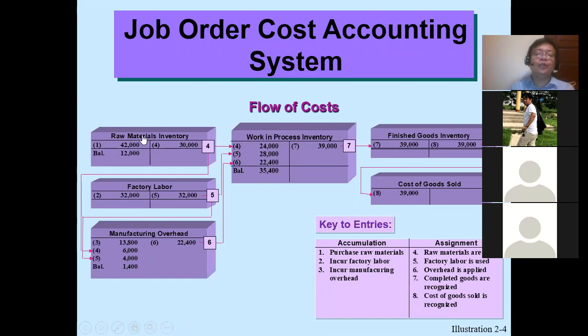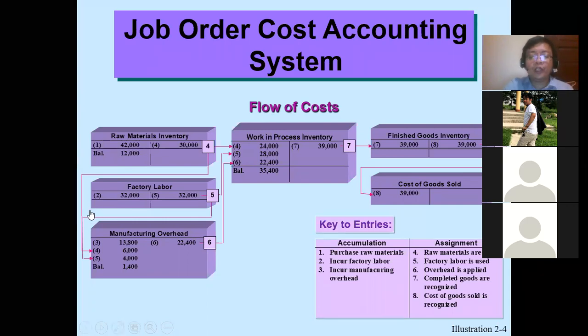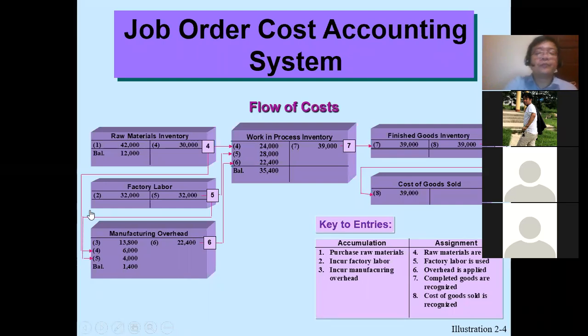All right. Number two, what if you incur factory labor? For example, nagpasweldo ka. Anong entry sa number two? So meaning you debit factory labor and you credit, let's say, salaries payable, okay, or cash. Binayaran mo yung factory worker mo ng sahod. Alright. Number three, you incur manufacturing overhead. Anong entry? The entry is debit manufacturing overhead, and credit various accounts. Alright. No worries. I will give you later on how to compute for the applied factory overhead. Okay? So, later na yan ha, kasi baka malito kayo.